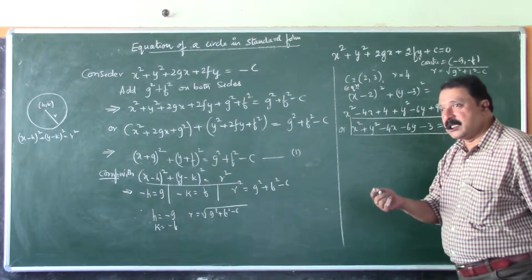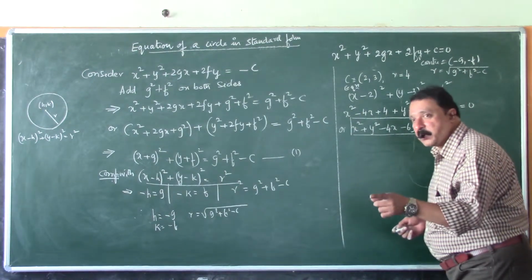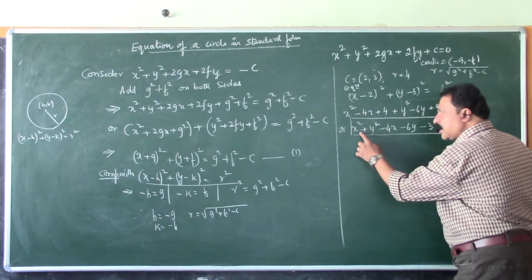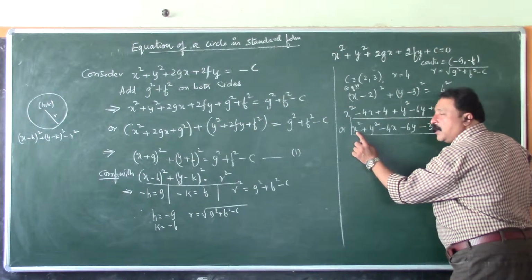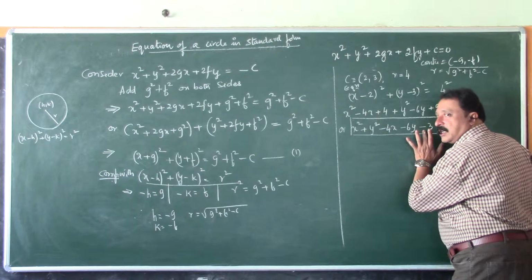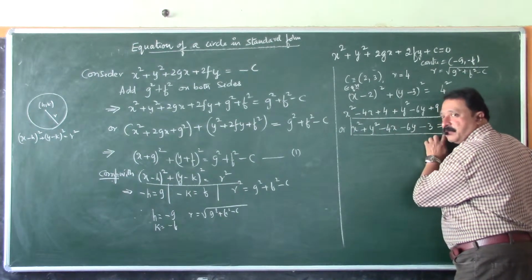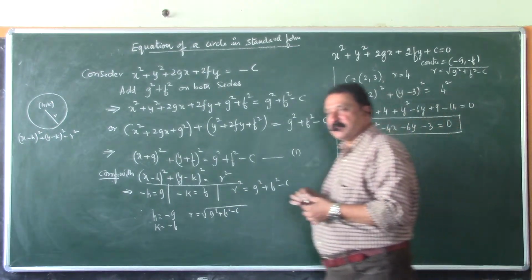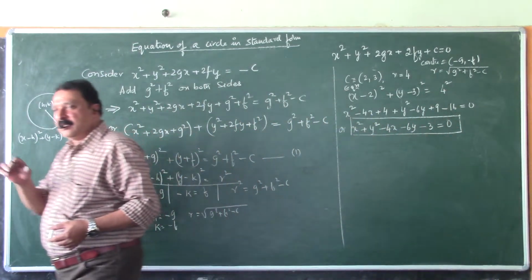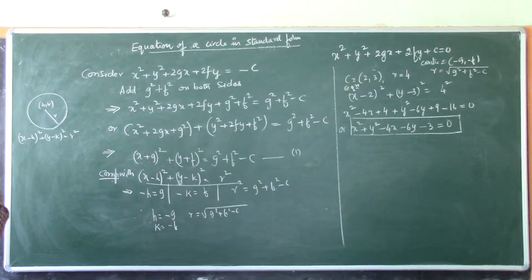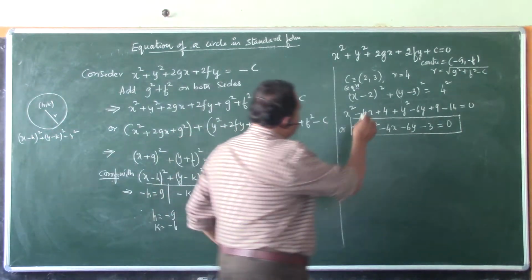Now the question is, this is a CET question. Let us consider this itself as a problem. Find the center and radius of the circle x square plus y square minus 4x minus 6y minus 3 equals 0. That is the question. You have been given the equation of the circle, and what are you asked to find out? Center and radius.